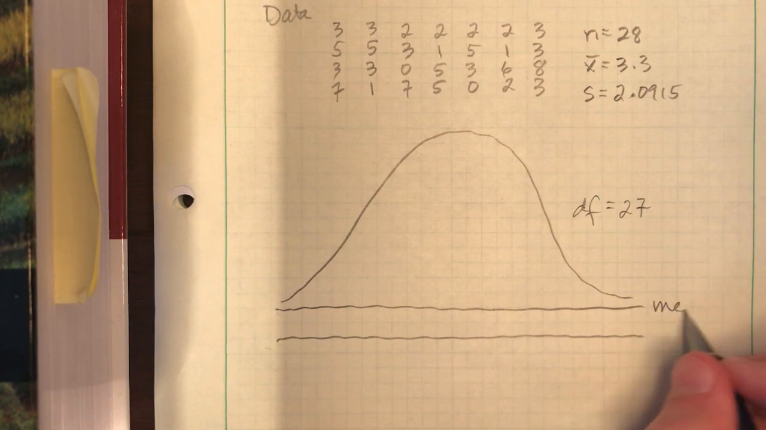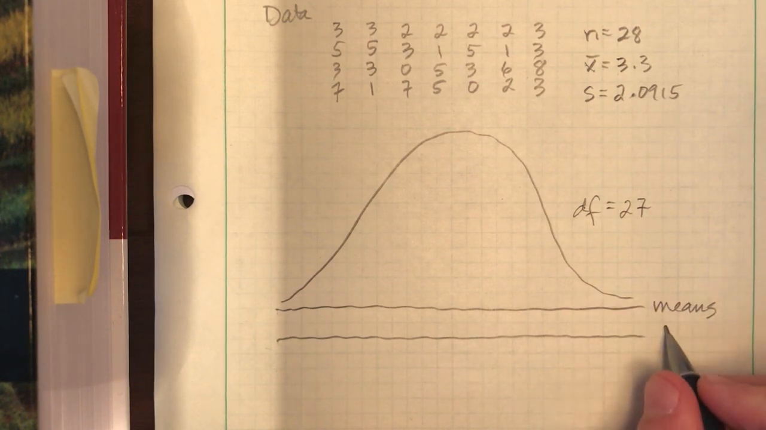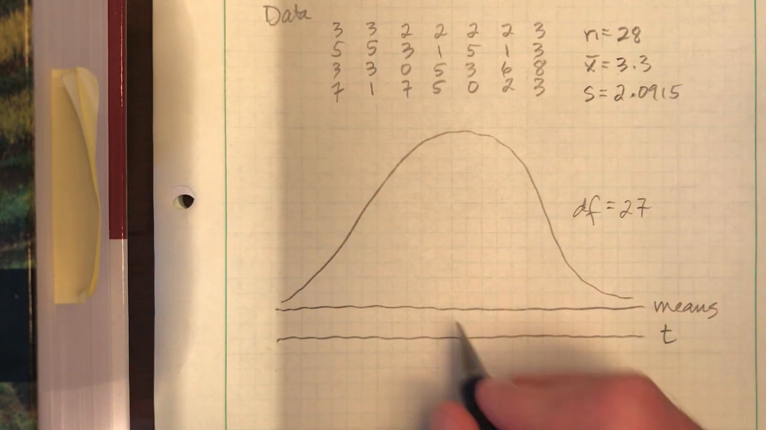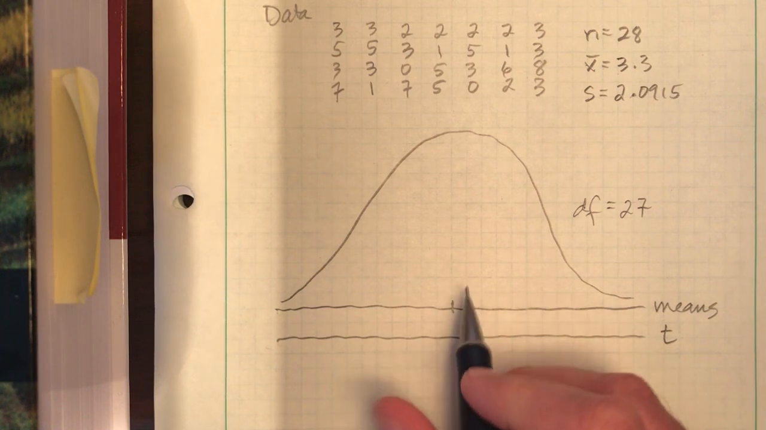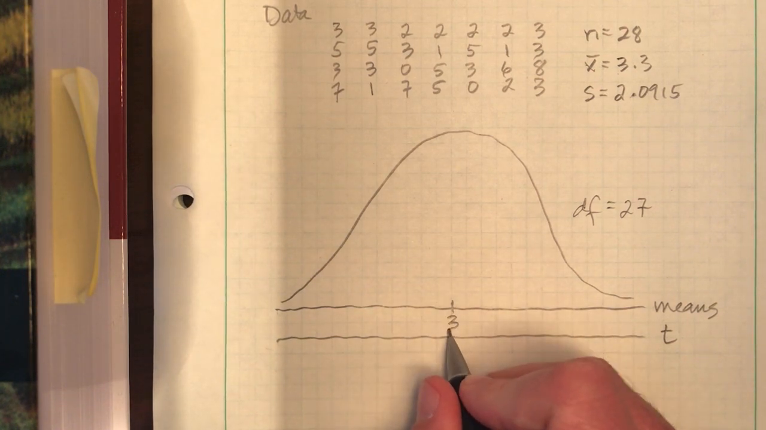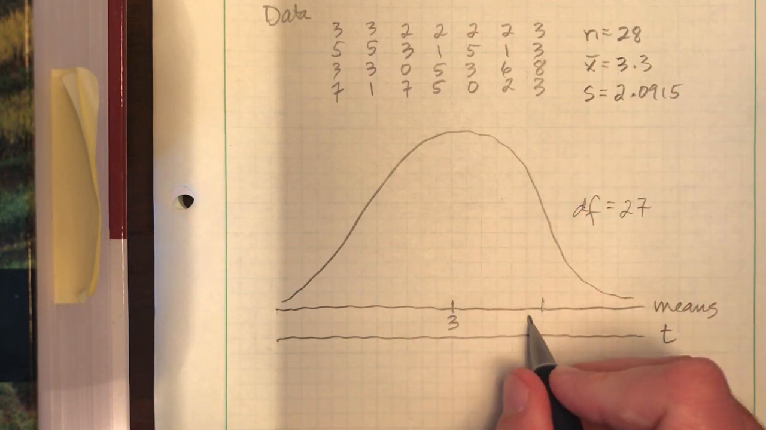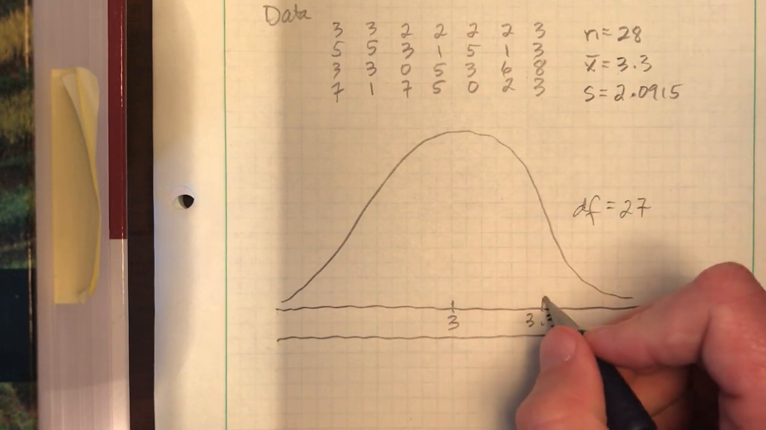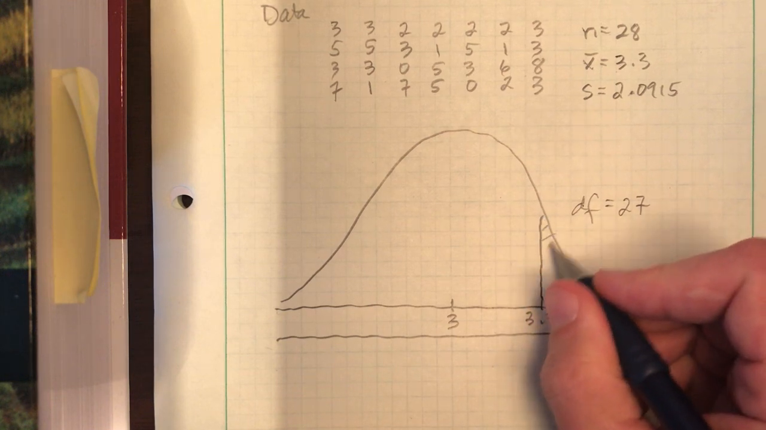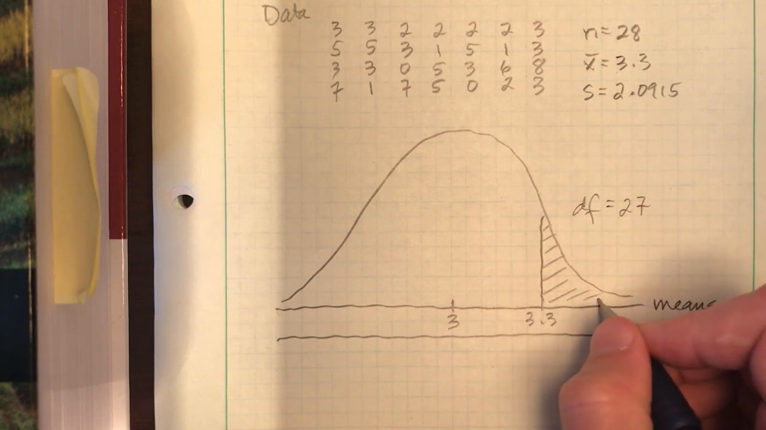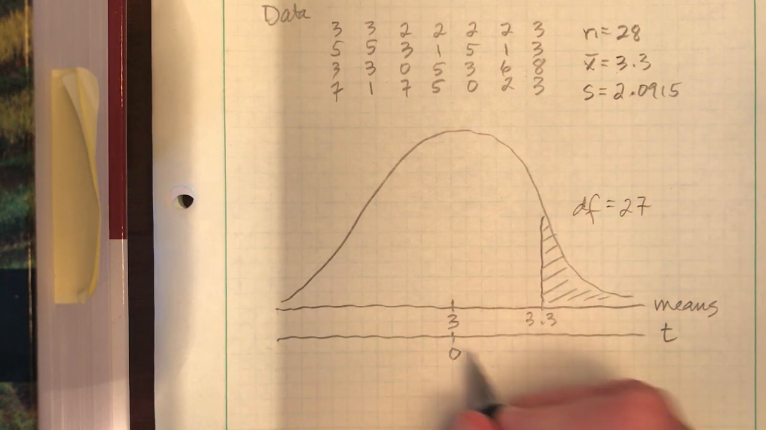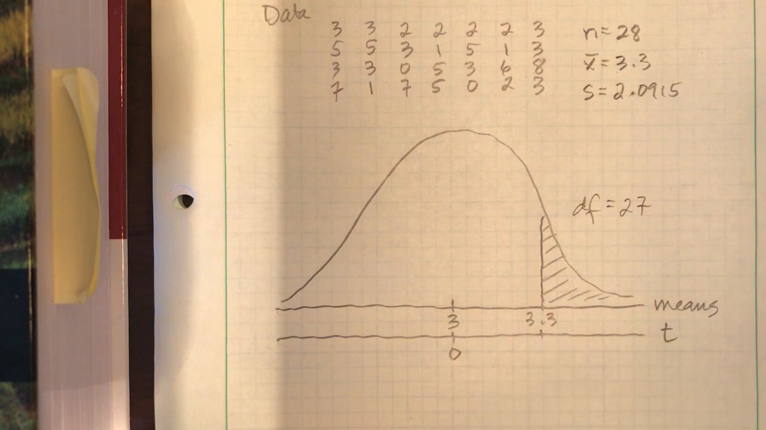I like to label means. T is the test statistic. Right down the middle is my null, 3. My sample mean then falls to the right. Put it over here. Again, this is just a one-tailed test. Looks like I need a couple more numbers, and this is when I go to my calculator to get my last two numbers, my test statistic T and my p-value.